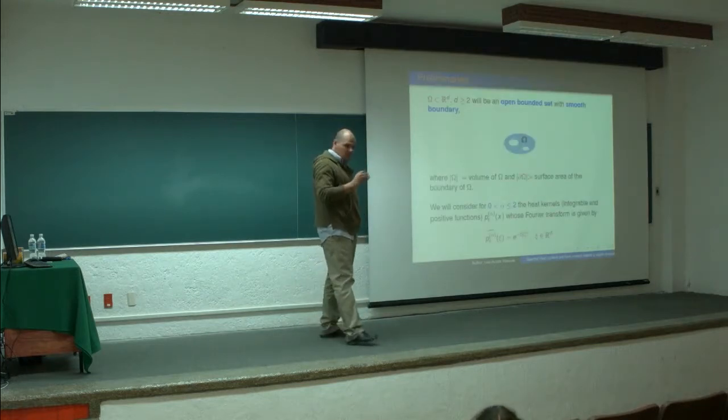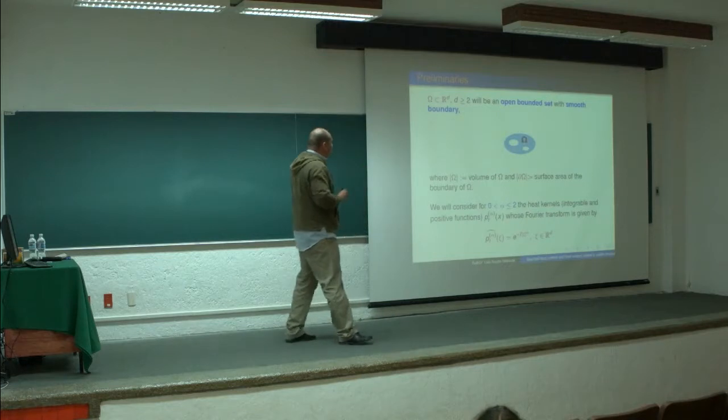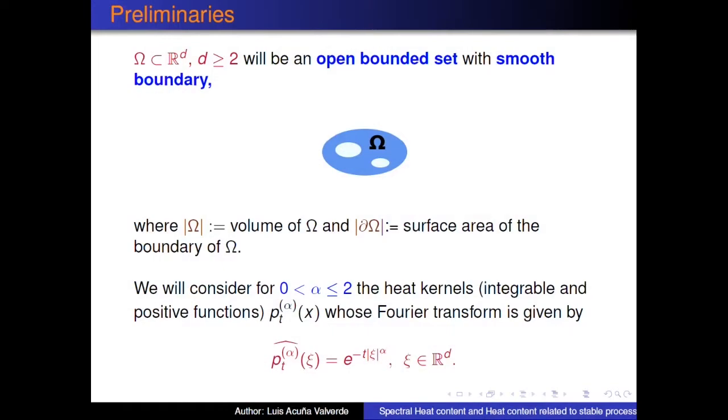So, like I told you, we are going to take an open bounded set with a smooth boundary. We can imagine that it has holes. We will use the standard notation to denote the volume of omega and its surface area. I'm assuming that, of course, the surface area is finite. On the other hand, we are going to consider particular heat kernels, such that for every alpha between 0 and 2, these heat kernels, and by heat kernels I mean integrable and positive functions, satisfy that the Fourier transform is given by the equation displayed on the slide.